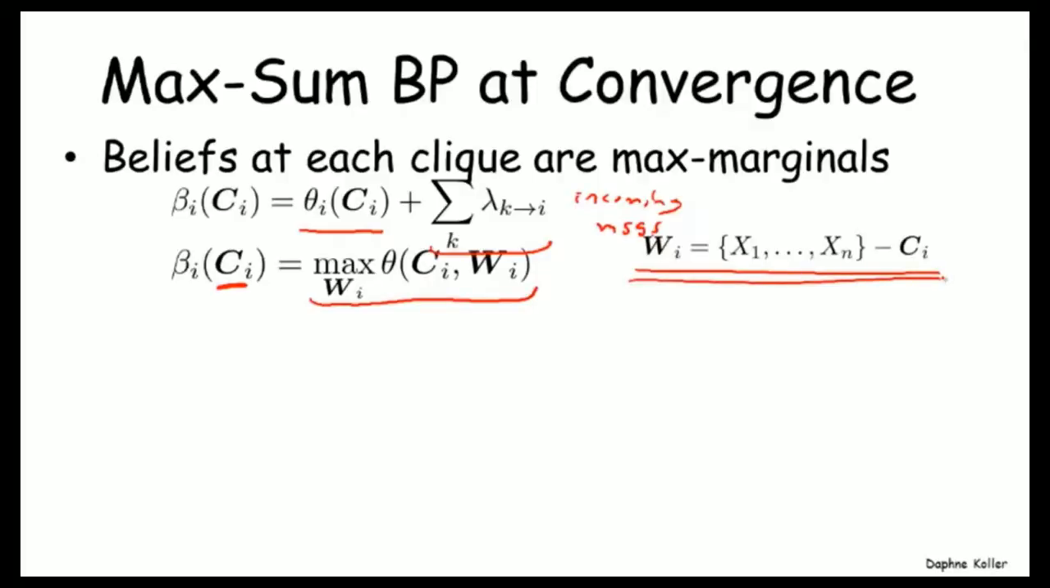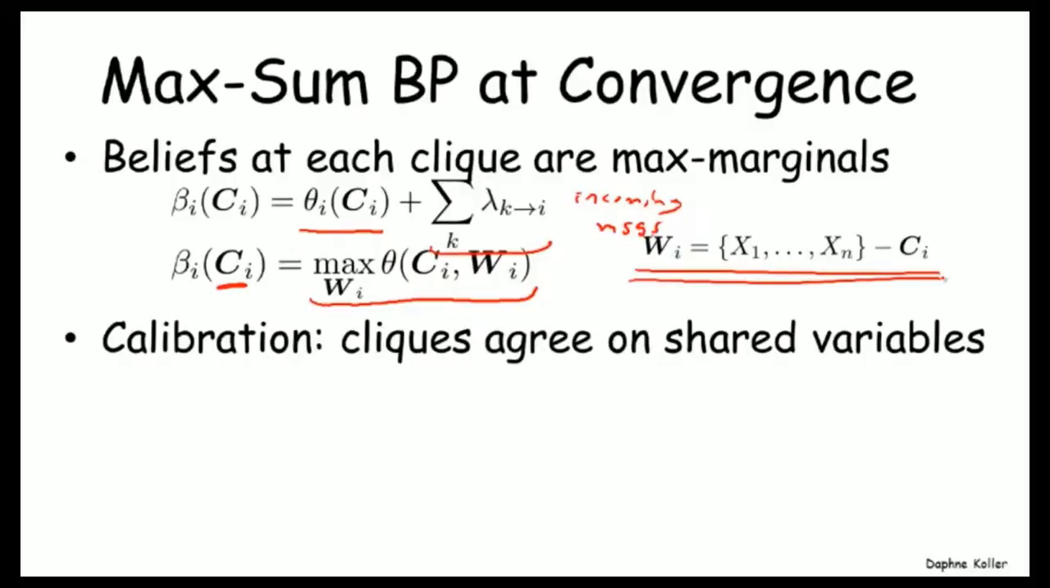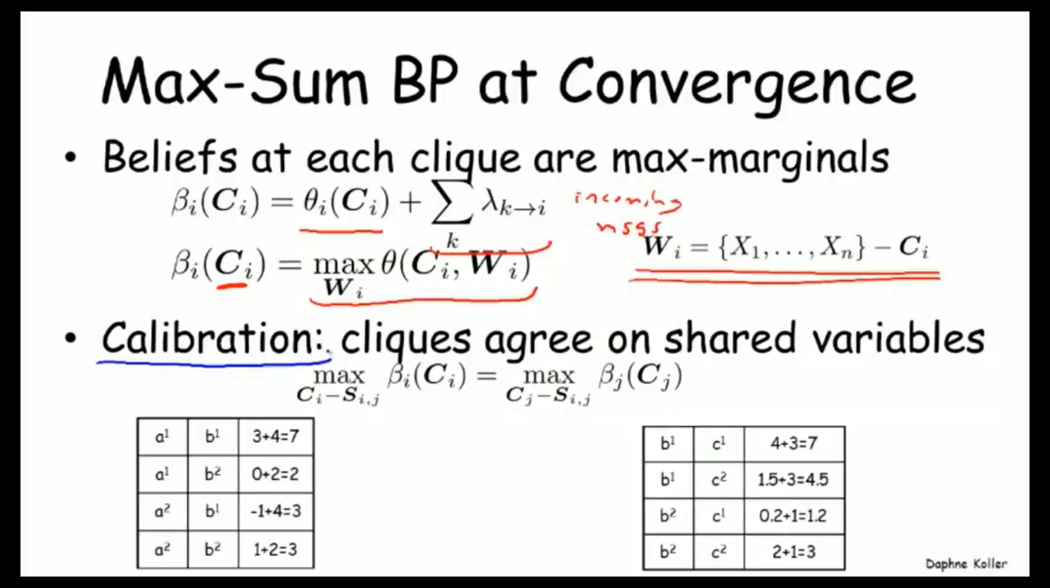One important consequence of the fact that we have max marginals is that we get a calibration property as well. So the cliques must agree on the variables that they share. To understand this, let's look at these two cliques in the simple two-clique example. Here are the beliefs that we had for clique 1 and for clique 2. It's the sum of theta 1 plus the incoming message over here, and theta 2 plus lambda 1, 2.